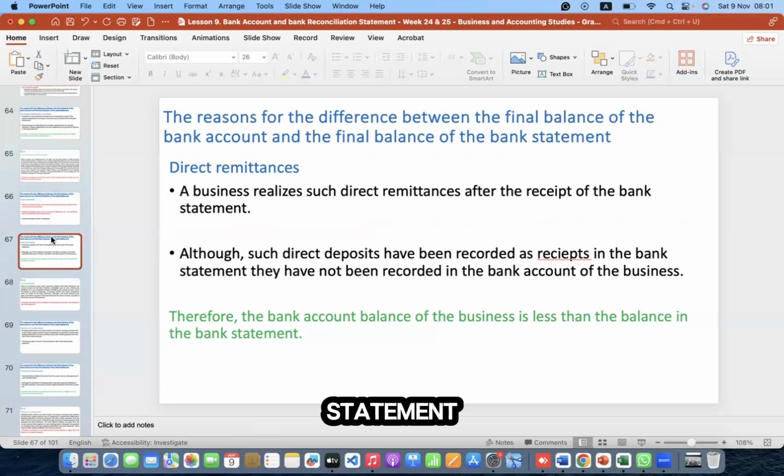එතකොට bank statement එක ආවට පස්සේ තමයි you have to check, okay, I have received this interest income, I have received this let's say dividend income, okay, the rent also has been received, so let's record it in my bank account, and you are recording it. That's how. Did you understand this direct remittance concept?